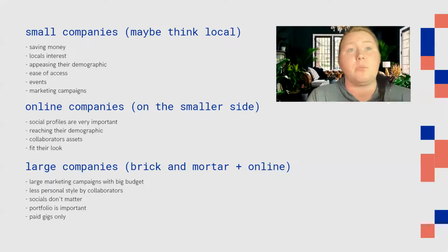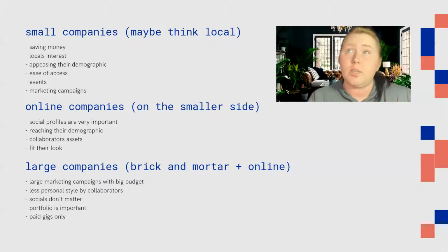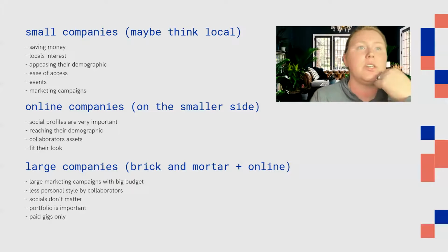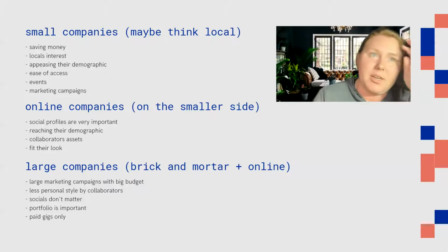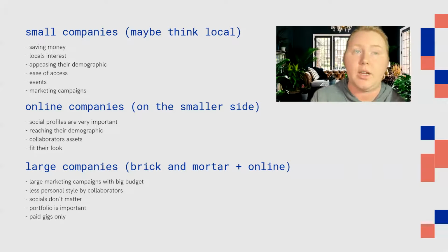Less personal style from collaborators. So take an online company such as Stalls Kill, versus Walmart or Harley Davidson. The person's personal style isn't going to matter as much. Maybe for Harley Davidson, they would want someone who rides motorcycles. But if they're looking for models, they don't necessarily have to be bike models, if that makes sense. Socials don't matter as much, and your portfolio is more important, okay? And it's typically paid gigs only.